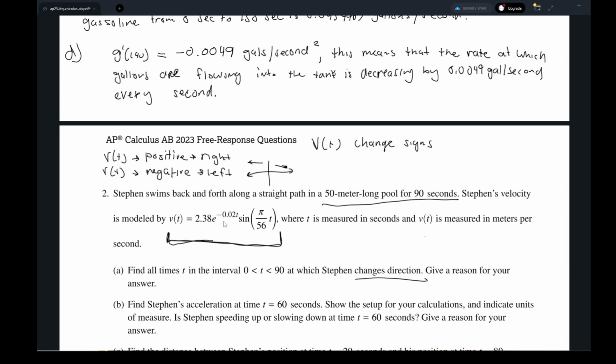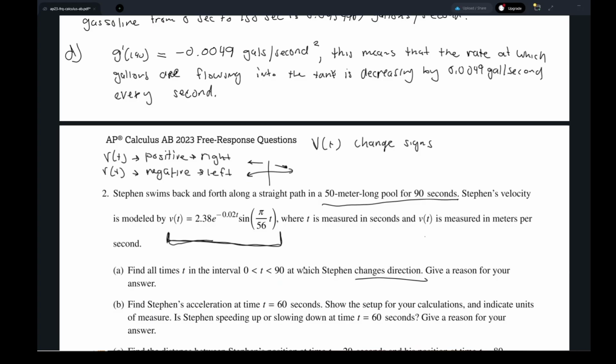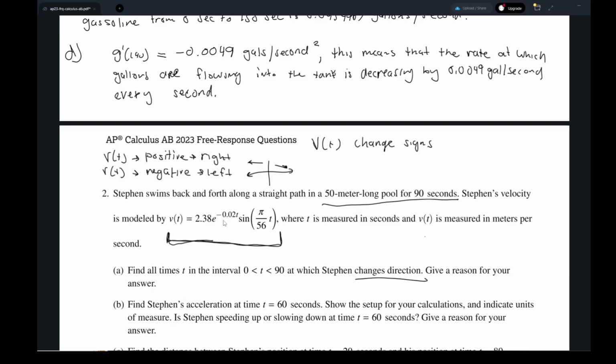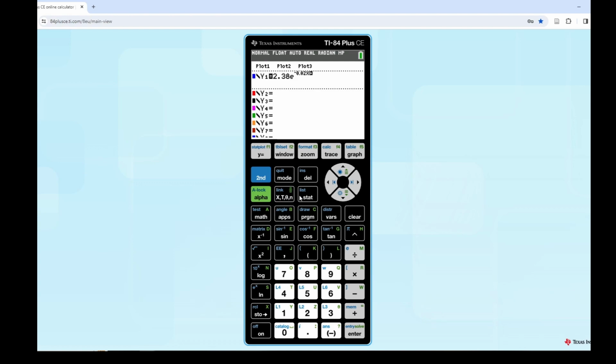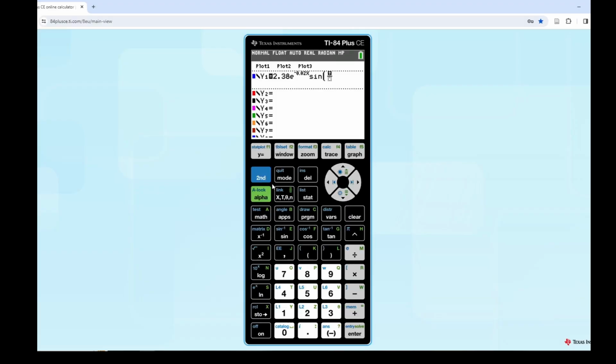We're going to our calculator and we're going to graph this, right? So I'm going to go into y equals, and I'm going to write 2.38 e to the power of negative 0.02x. And I'm going to multiply that by sine of pi over 56 t, or in this case x, right? And I'm going to go ahead and hit graph.